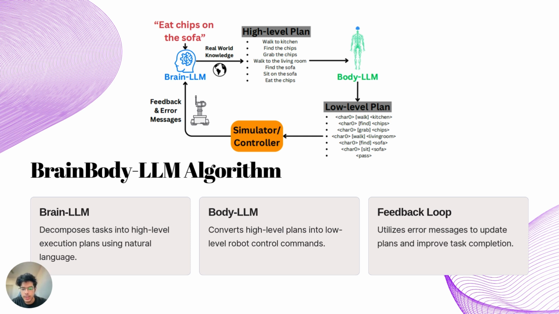This error message is then sent back to the brain LLM, which updates its plan based on what went wrong. The cool thing is that brain LLM doesn't start over from scratch. It just fixes what it needs fixing and continues from there. This process repeats until either all errors are resolved or we hit a limit on how many feedback loops we allow. For an example, let's say the robot tries to place food in the microwave, but the microwave door is closed. The feedback loop kicks in and sends this error back to the brain LLM. The brain LLM then updates the plan to include open the microwave door before trying to place the food inside.